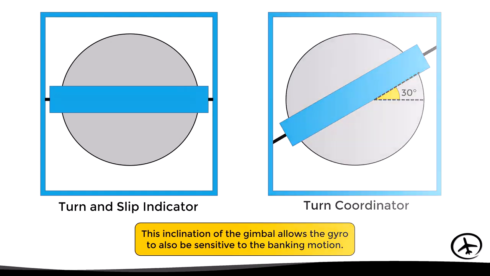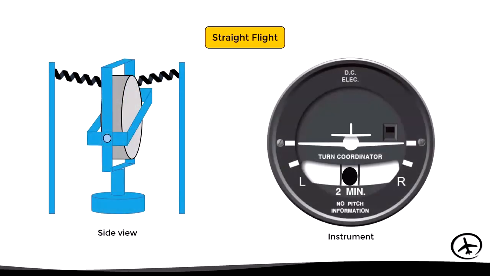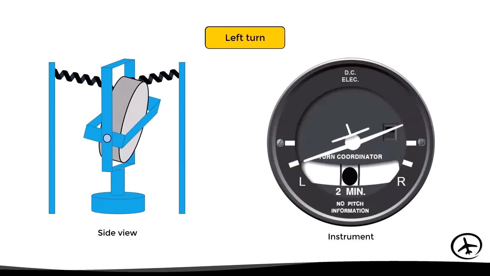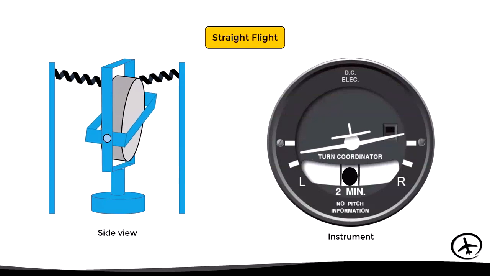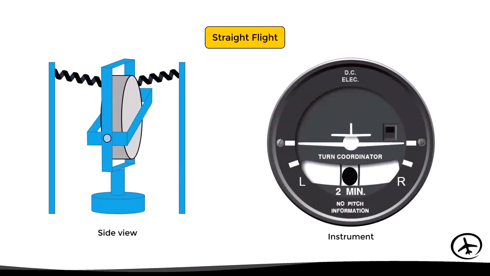Let's see some examples. Here the aircraft is flying straight, so the gyro remains in the neutral position, and the wings of the miniature aircraft are leveled pointing the upper marks. If the aircraft starts turning to the left, the precession caused by the heading change and the banking motion will cause the gyro to tilt this way, moving the miniature aircraft to indicate a turn to the left. This will happen as long as the aircraft continues to turn, because when the aircraft stops turning, the precession will stop and the springs will return the gyro to the neutral position, leveling the wings of the miniature aircraft.